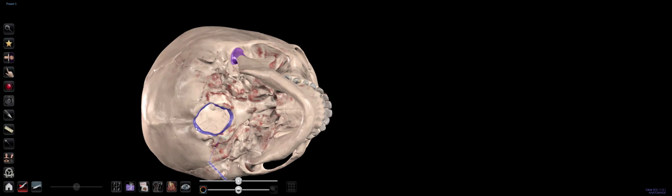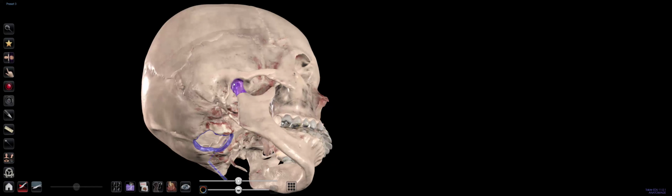So the mandibular fossa, we can take a look at that. The mandibular fossa of the temporal bone. So this is the mandibular fossa, where the mandible sits and articulates with the temporal bone. That's the mandibular fossa. So the mandibular fossa is of the temporal bone.